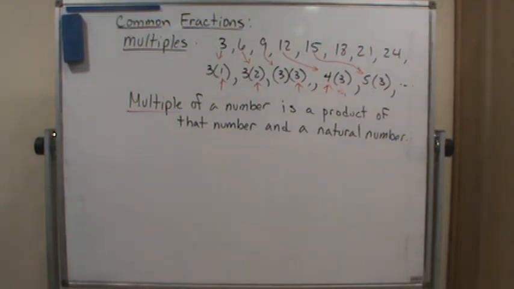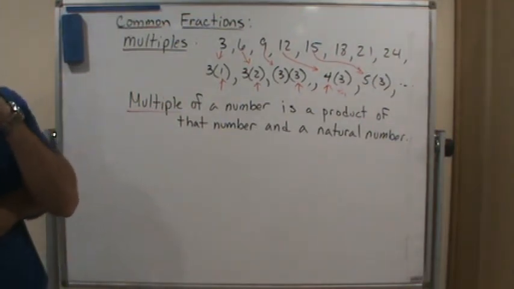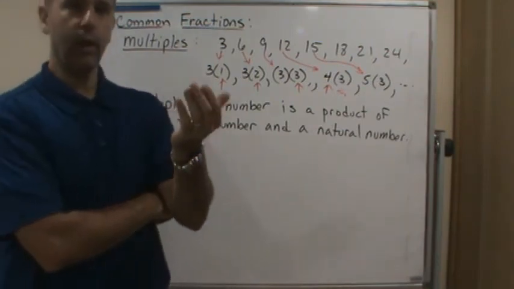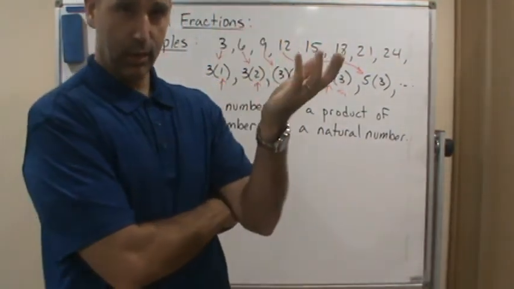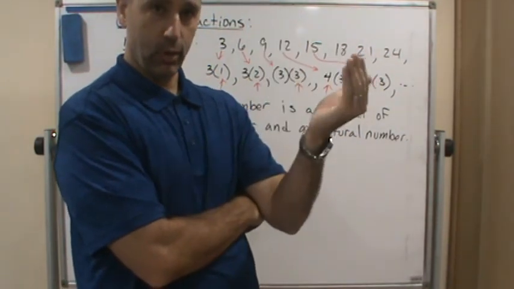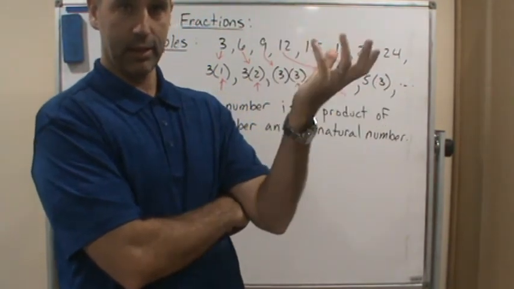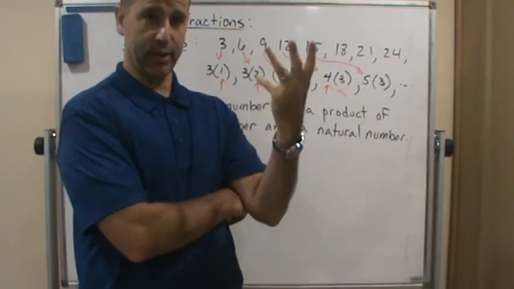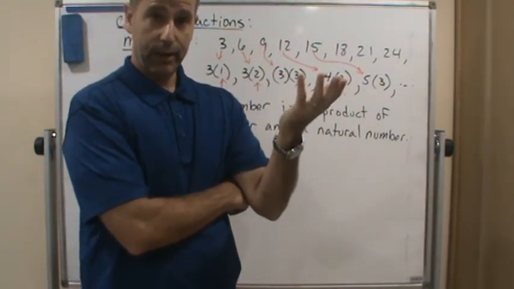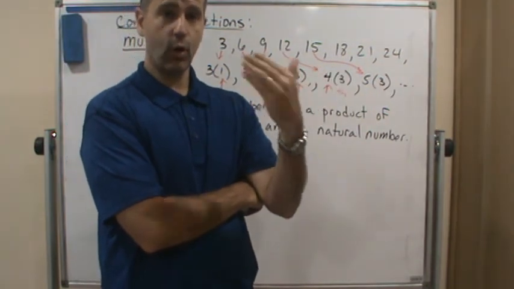Okay? So if we have the multiples of 4, then we can get the multiples of 4 by taking any natural number and the number 4 and multiplying them. And that's how we get a multiple of 4. If we want a multiple of 5, then we just take any natural number and multiply by 5. Okay, and so on and so forth.